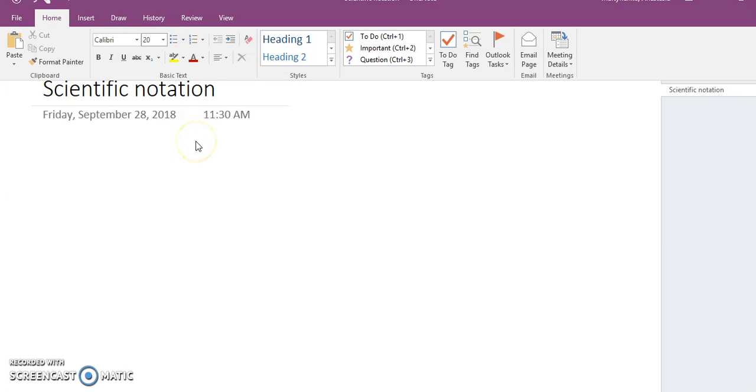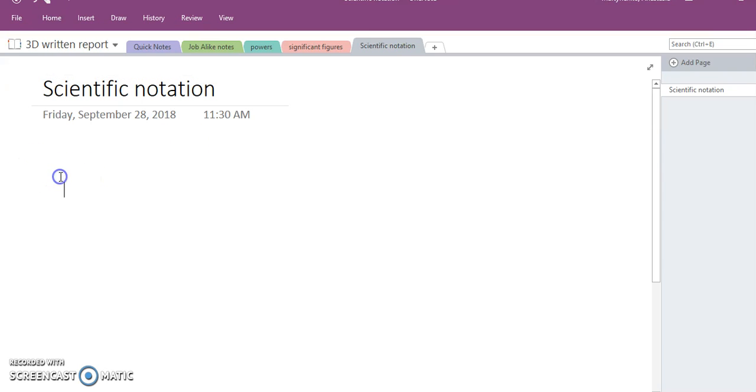So one of the topics that are going to be on your certification exam is scientific notation. So how do you put a number in scientific notation? I have a step-by-step procedure for doing this. So here are your steps. Step 1, find your significant figures.